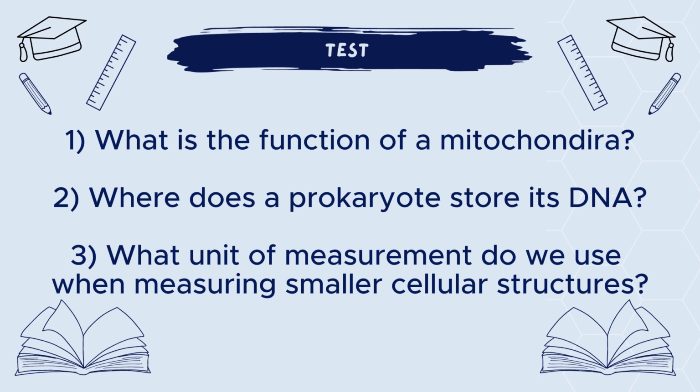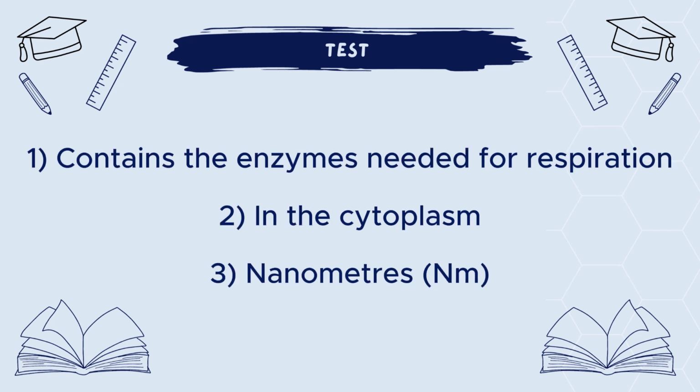Okay, and that's 30 seconds up. Now, the answers. So, the function of the mitochondria is it contains the enzymes needed for respiration. The genetic material in a prokaryote is in the cytoplasm, and the unit we use to measure smaller cellular structures is nanometers. So now, well done everybody, especially if you got all 3 answers correct. If you didn't, maybe it's worth going back to the video just to refresh yourself and make some notes.